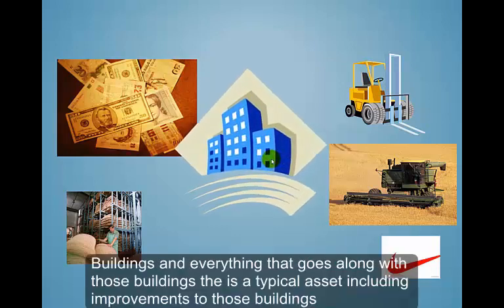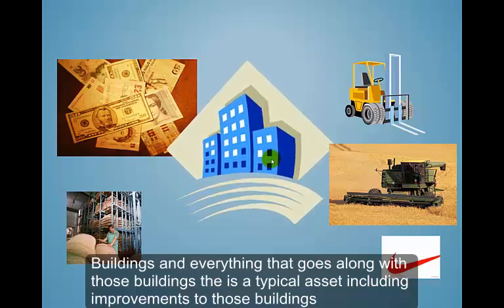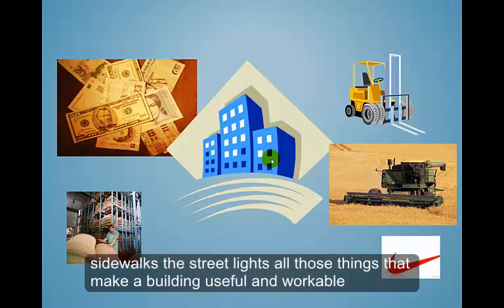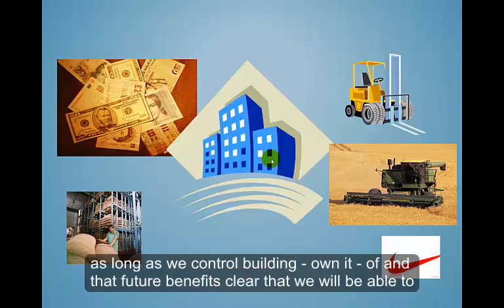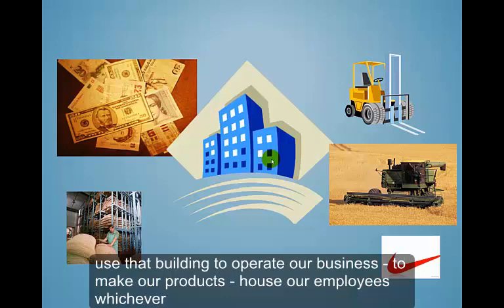Buildings and everything that goes along with those buildings is a typical asset, including improvements to those buildings, sidewalks, street lights, all of those things that make a building useful and workable would be considered assets that have value as long as we control the building, own it, and the future benefit is clear that we will be able to use that building to operate our business, to prepare, make our products, house our employees, whichever.